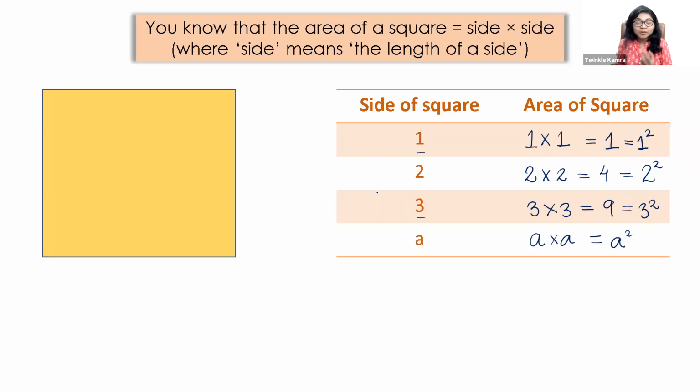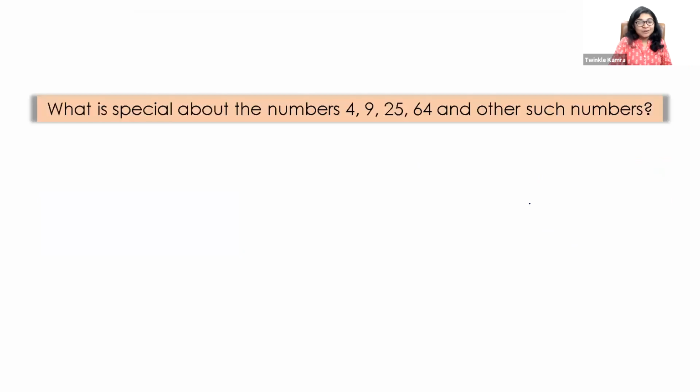How did this concept of square come in? It all started with the square only. 1 square represents the area of a square with side 1. 2 square represents the area of a square with side 2. 3 square represents the area of a square with side 3, and so on. So now, what is special about these numbers? If you see 4, 9, 25, 64, look at them carefully.